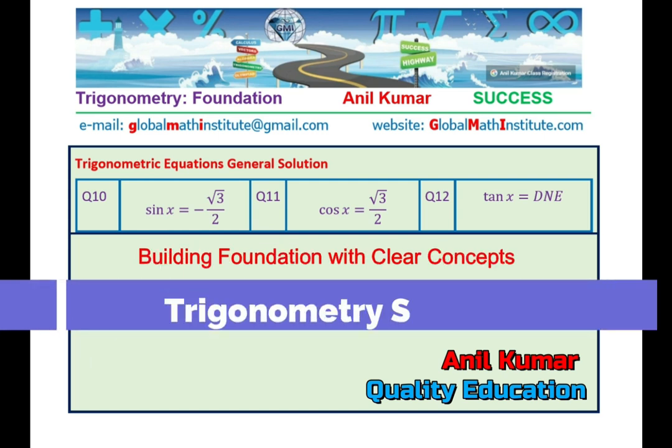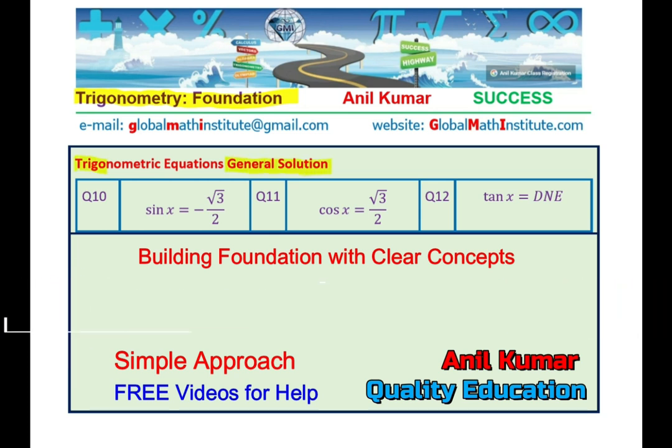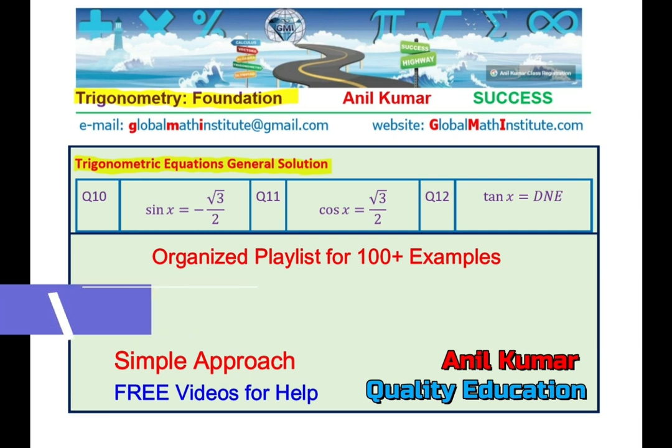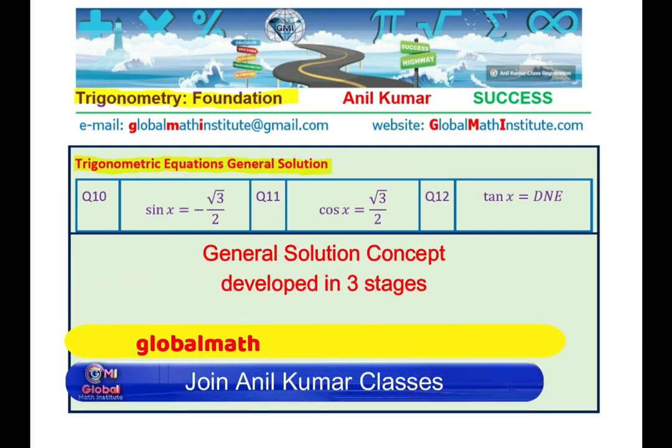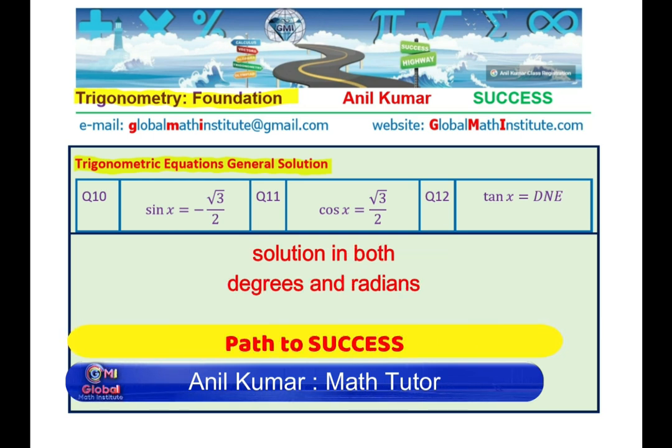Welcome to our series on trigonometry foundations. We are looking into the general solution of trigonometric equations. Already we have solved 9 examples on this, and I hope by now you have the knack of doing it. Three more examples, consider them to be the last in this series. Question number 10: sin x equals minus square root 3 over 2, cos x equals square root 3 over 2, tan x does not exist. You can pause the video, answer, and then look into my suggestions.